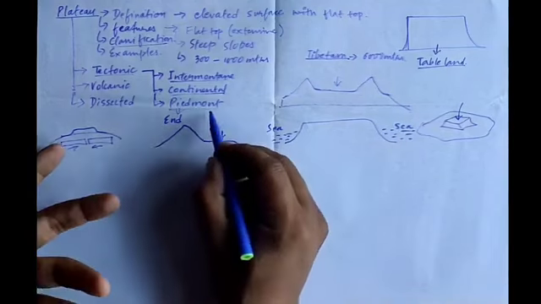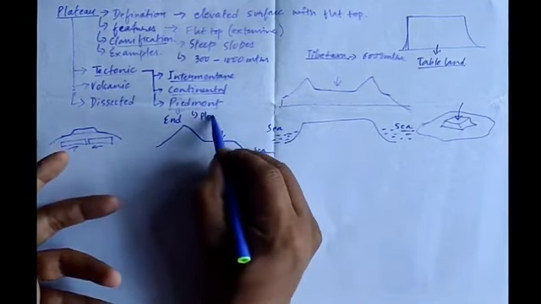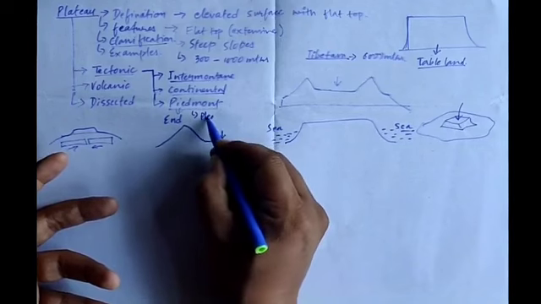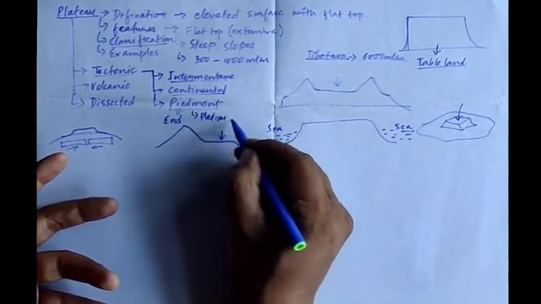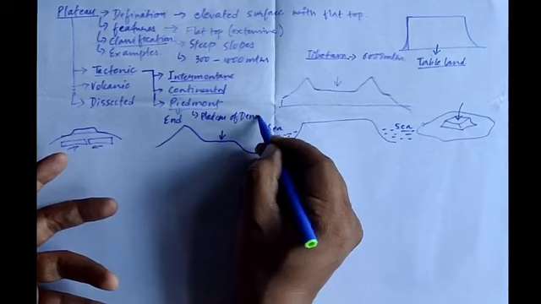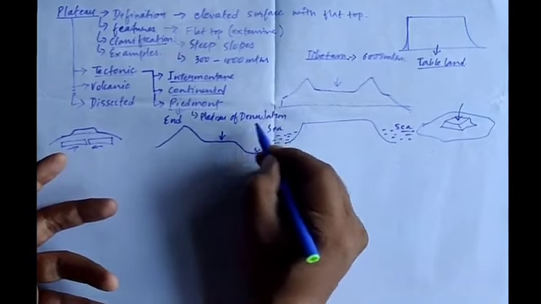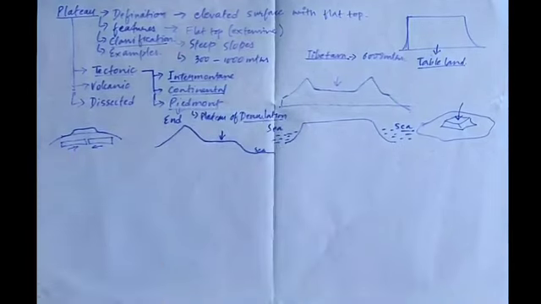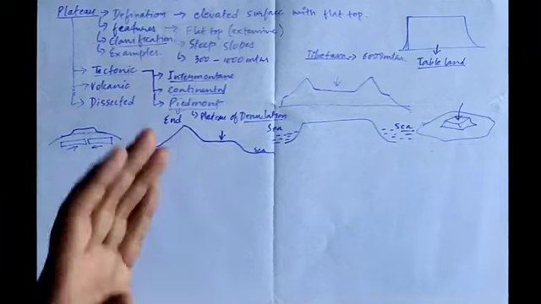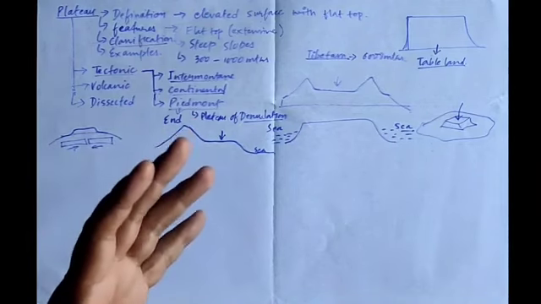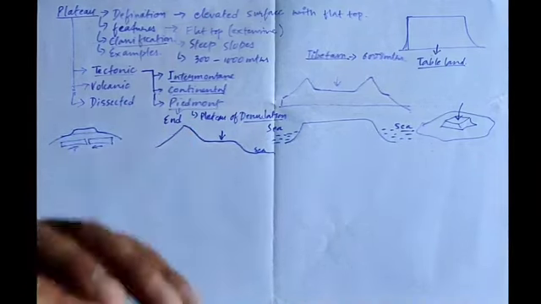Now the Piedmont Plateau is also termed a Plateau of Denudation. Denudation means erosion and weathering. When they occur simultaneously, we call it denudation. So this plateau might have formed due to the continuous erosion of the highland surface.